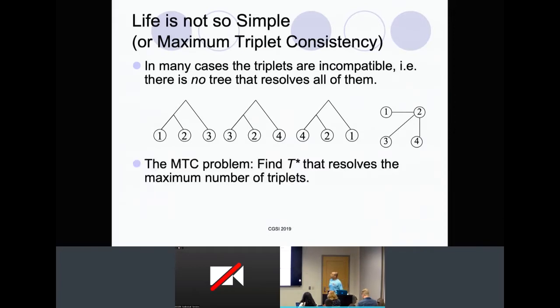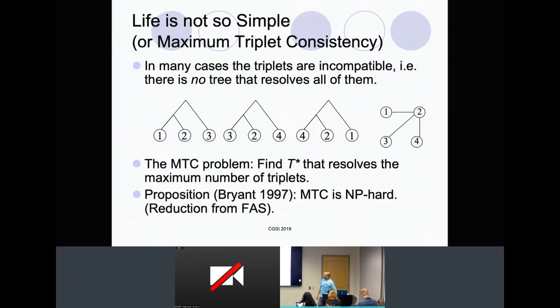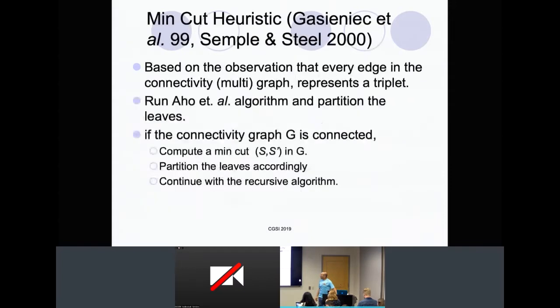And the maximum triplet consistency problem finds some tree that violates the least number of triplets, or satisfies the most number of triplets. So this is the maximum triplet consistency. It is a hard problem naturally. Like it is said, there are only 7 problems in computer science that are polynomial, and I don't remember which of them, maybe spanning tree and max flow. Anyway, so what is the heuristic? And we'll see why there is a heuristic.